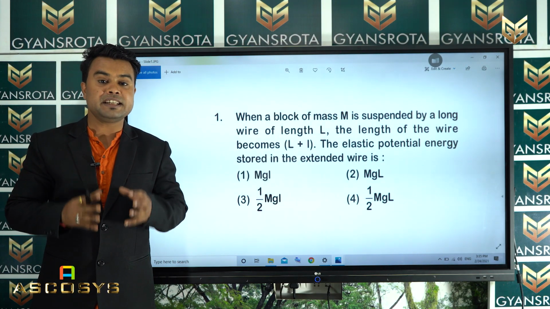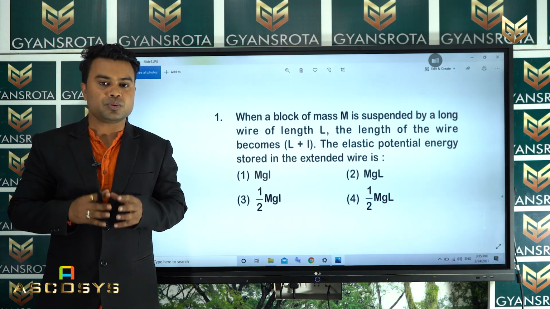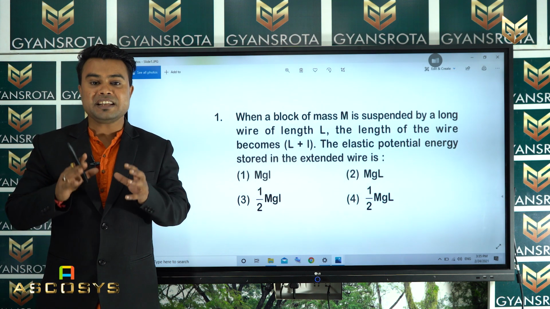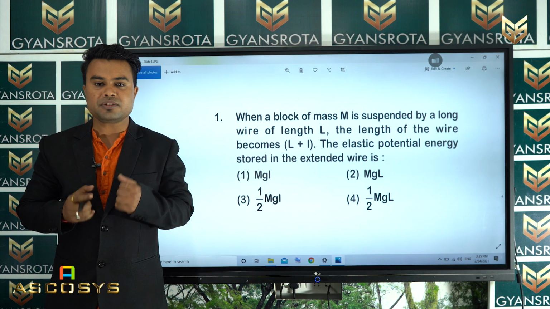Today we will be discussing the NEET question paper of 2019. As we know, there are 45 questions and each question carries 4 marks. We'll start one by one. So let us see the first question.